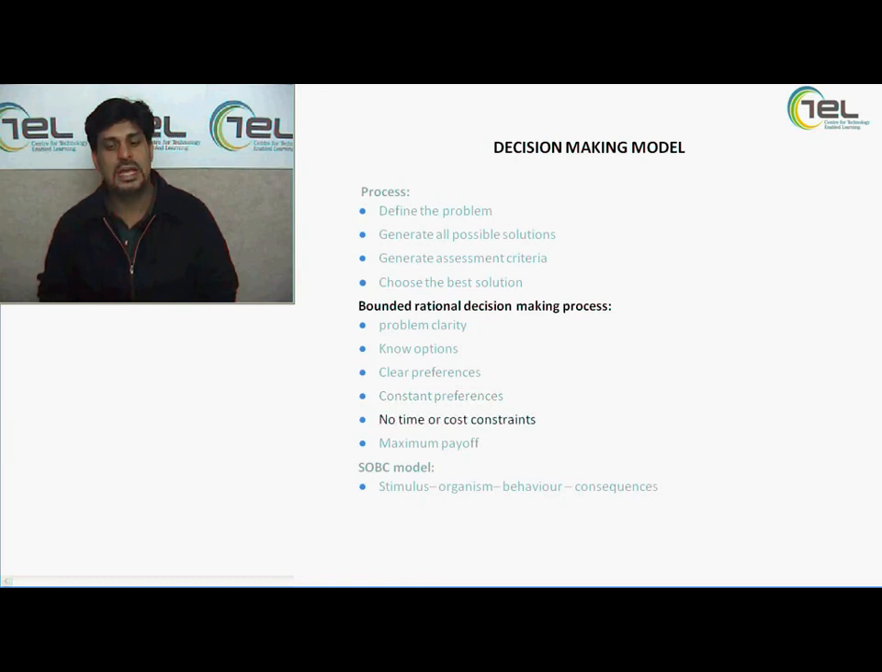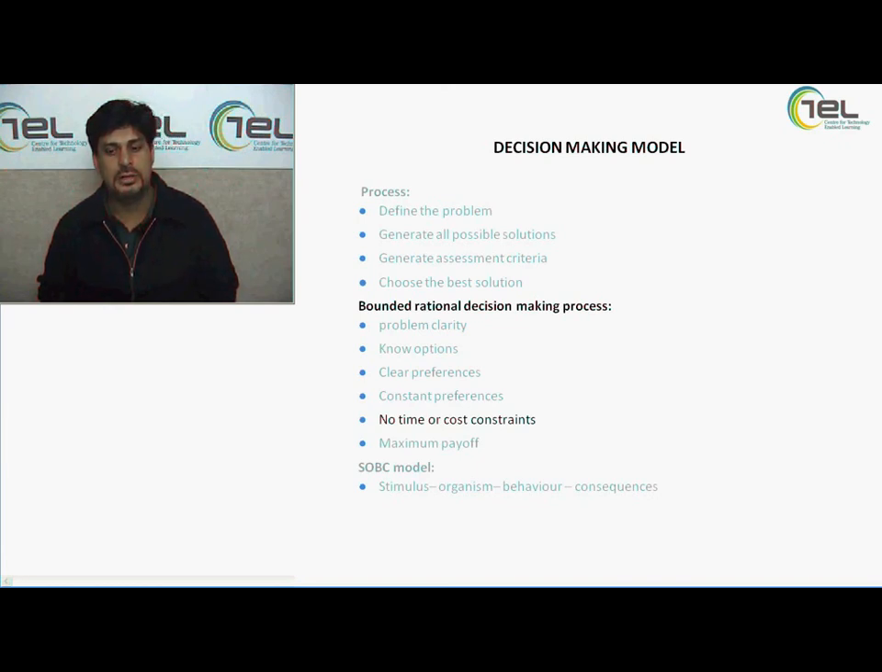The second thing is no time or cost constraint, which means the decision making model cannot be left open-ended. You cannot say, this is the best possible solution and I am going to follow it irrespective of the time or the cost involved. No. In the bounded rational decision making process, you have to consider the time as well as the money. So even if your clear preference is something else, looking at the time and money, you may have to opt for another option so that you come out with a more rational decision making process.